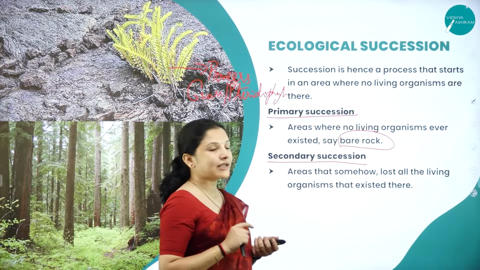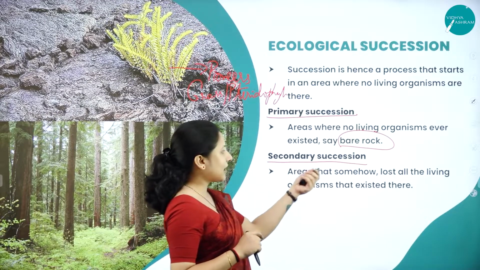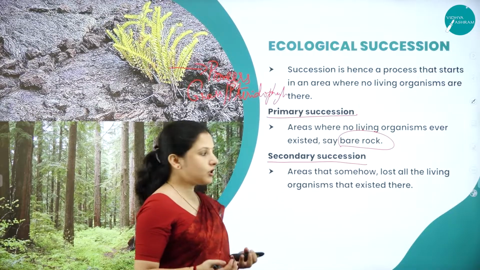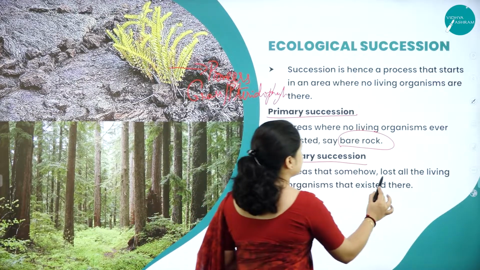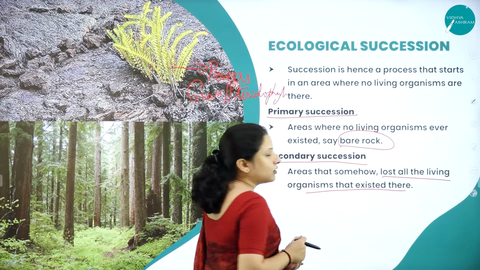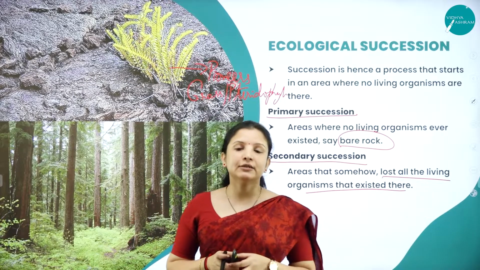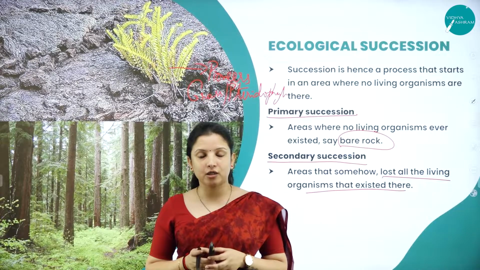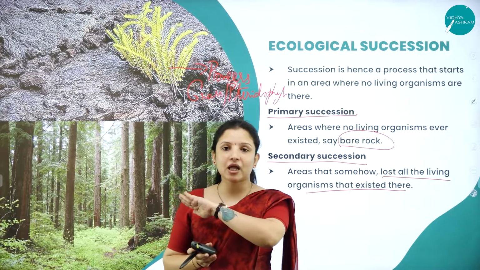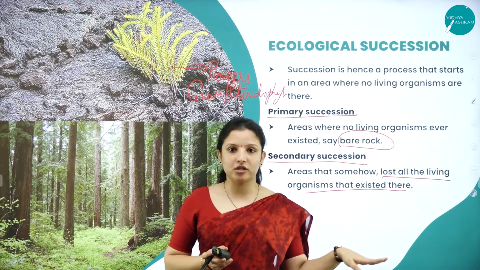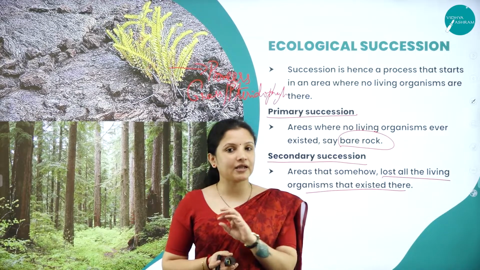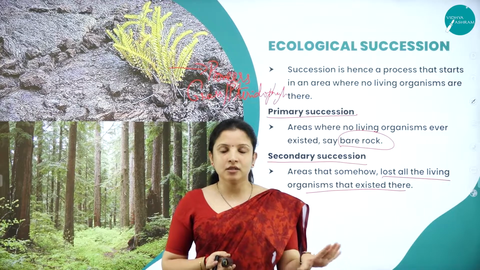Next, moving on to secondary succession. Now, these are areas that somehow lost all the living organisms that existed there. The best example that we can take is forest fires. Whenever there is a forest fire, that area will be completely demolished. The plants and all will die and that area will be completely barren.